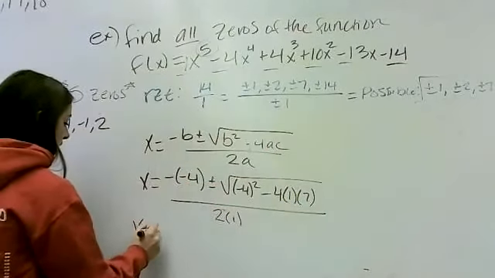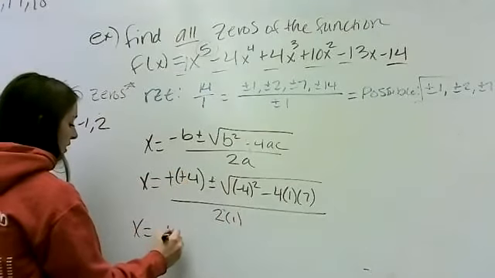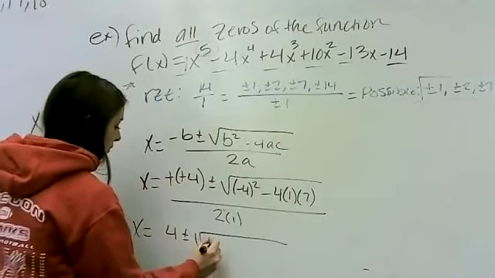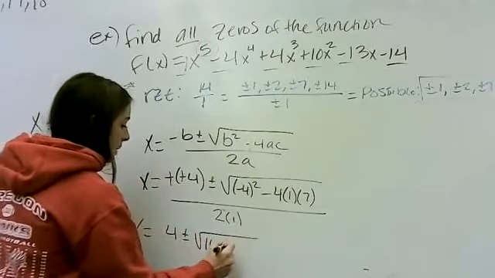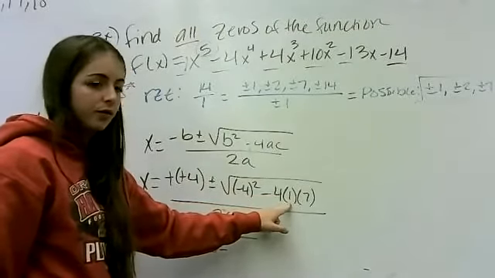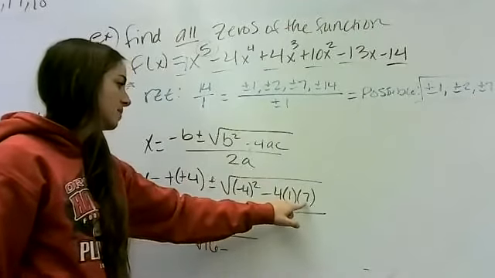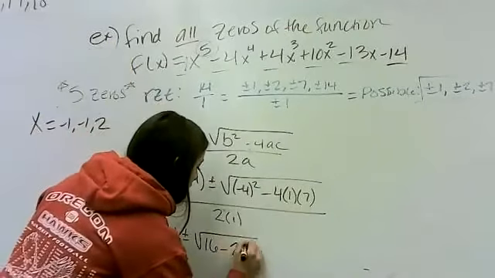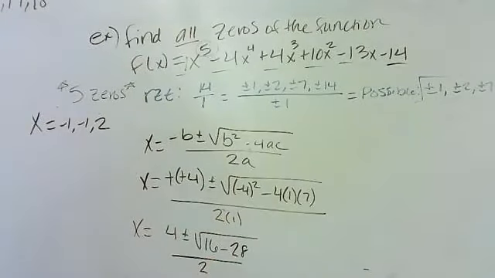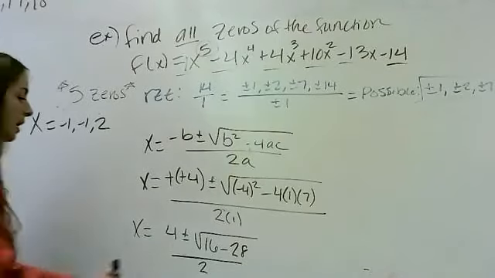Okay, let's keep solving this down. Negative makes a positive, so we have +4 plus or minus -4 squared, which is 16, minus -4 times 1, which is -4. So -4 times 7, that's -28, all over 2 times 1, which is simply just 2. So we just have to keep simplifying here. The next thing that we're going to want to do is simplify inside the square root.